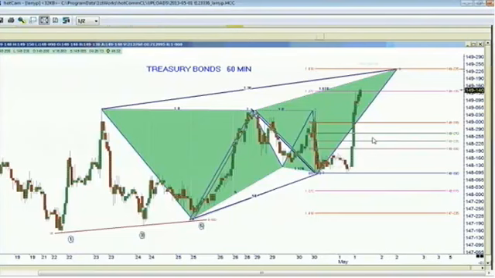But the important thing about this chart is it shows the three bottoms that occurred back on the 22nd, the 24th, and the 25th of April, because we were talking about those. You know, we've been waiting for this 150 level in the Treasury bonds for some time, so that's what we're looking for.